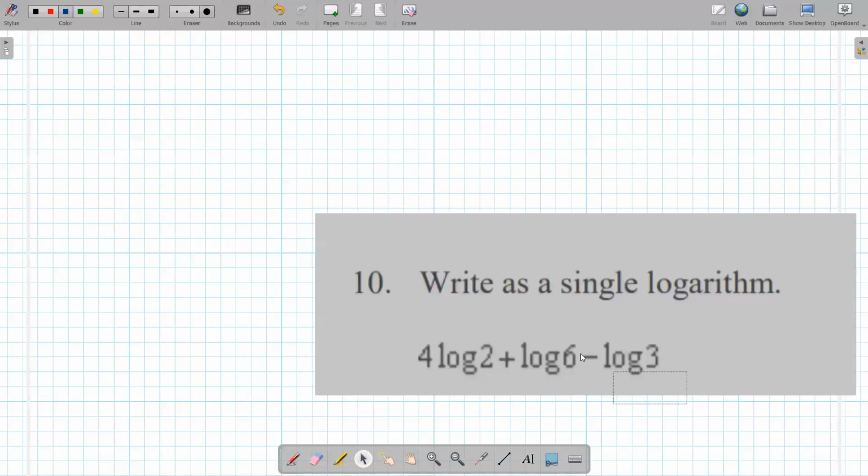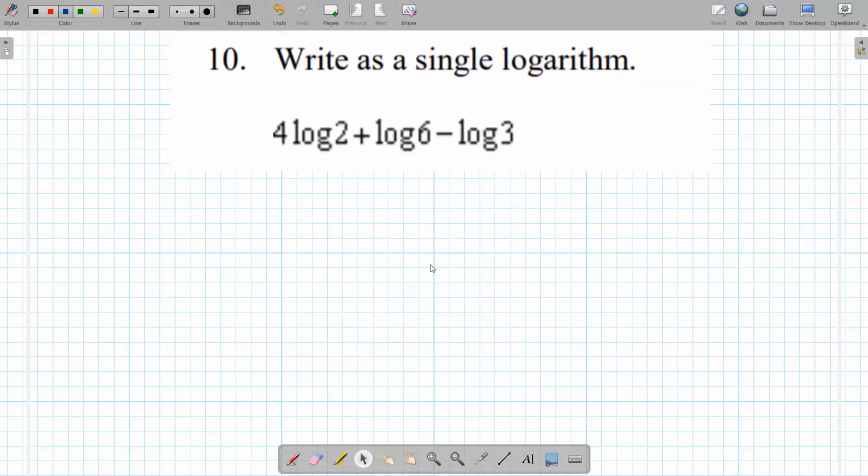Here, this one says write as a single logarithm. Well, we could do log 6 divided by 3, which is 2. Yeah, we could do that on that one. What do we do for the first one?